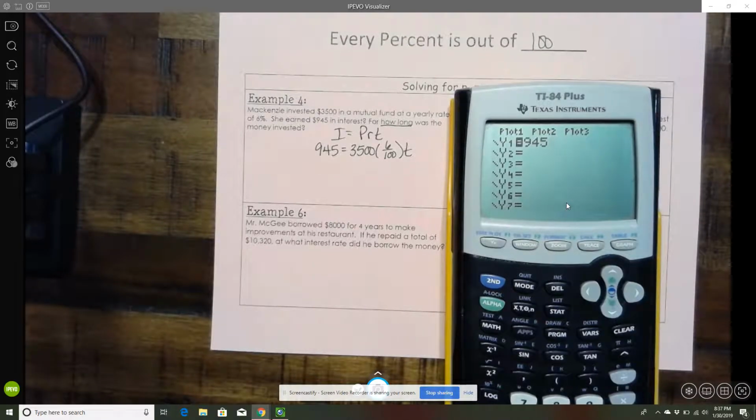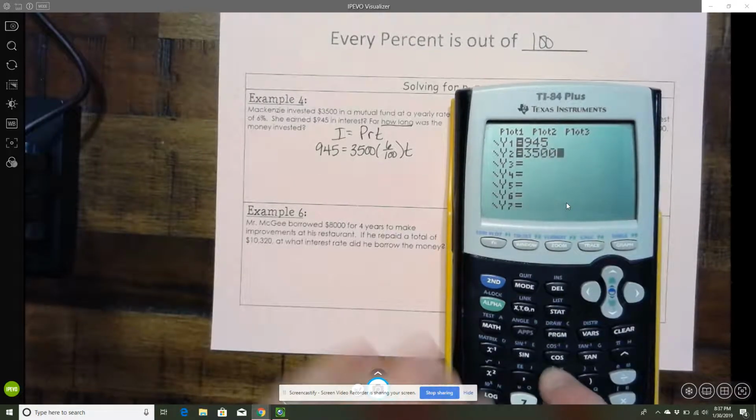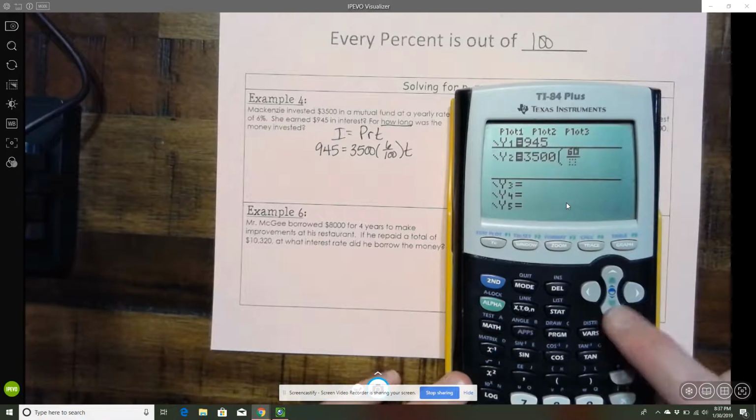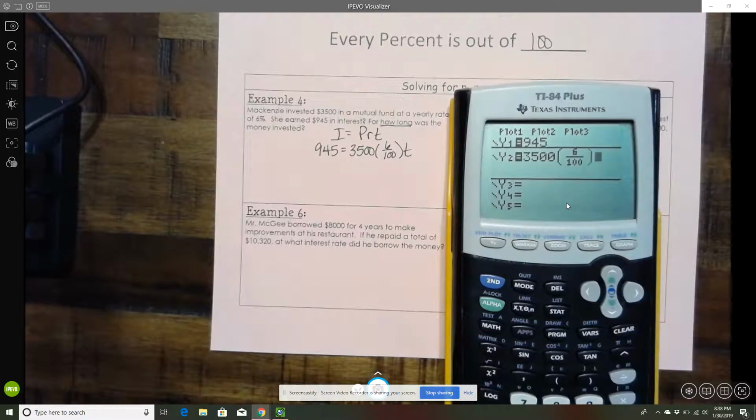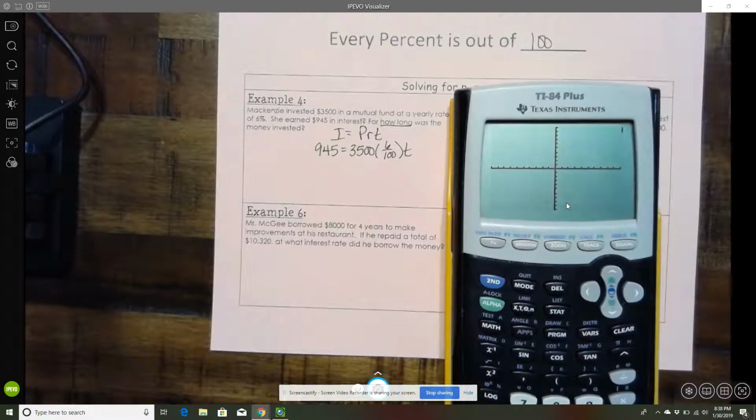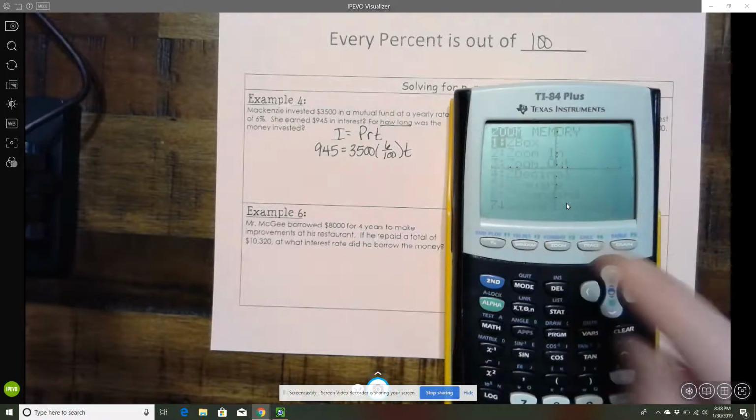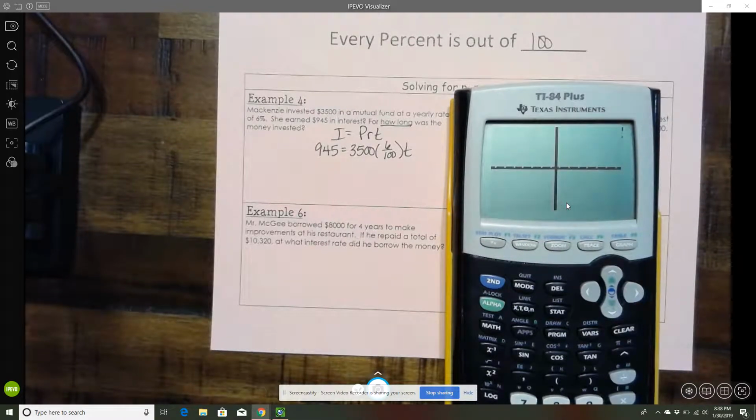So left-hand side goes into Y1. And then right-hand side goes into Y2. We don't have a T button, so we're going to use an X. And then we graph it. And then we wait for the lines to cross. And if we can't see them, remember, we've got to zoom out until we can see where these lines cross.